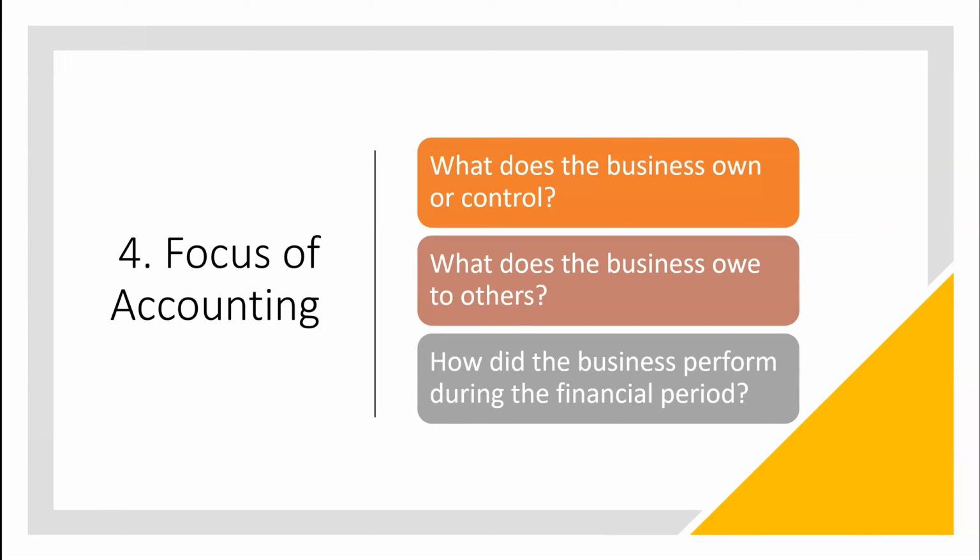And so they can owe creditors, they can owe investors. Okay. They can also owe the government because they owe taxes. And then finally, how did the business perform during the financial period? So those are three very important questions that we want to be able to answer using financial accounting information.